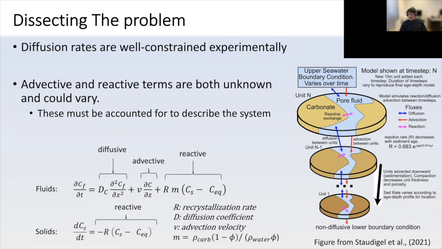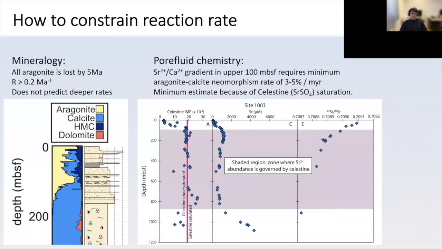So if we want to constrain how fast sediments are recrystallizing, there's a number of methods at our disposal. So one is we could look at the mineralogy of the system. So we can show that the sediments lose all their aragonite by 200 meters, which corresponds to about 5 million years of age. And so based on that, we can estimate the reaction rate that's necessary for that. One problem with this approach is that it doesn't tell us if sediments are recrystallizing beyond that depth, because we've already lost our tracer. So if there's no more aragonite to convert, you can't study it, you can't constrain it any further. And so that necessarily is a limited estimate of recrystallization.